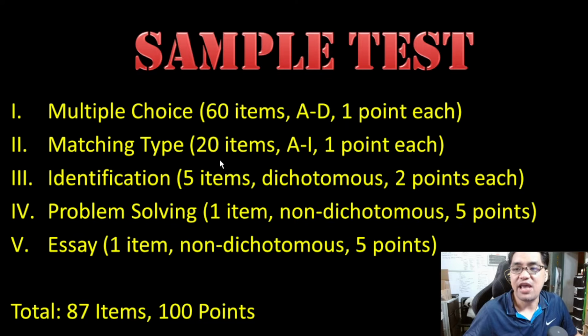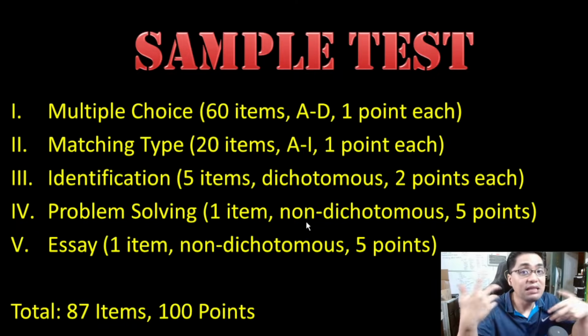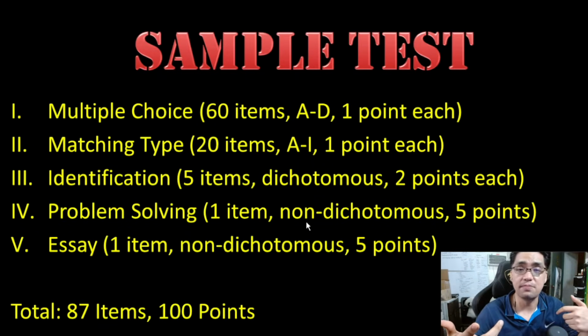You have matching type. You have 20 items, and these 20 items have A to I as their choices. So A to I, that's 9 choices, and all of these questions are 1 point each. For identification, you have 5 items identification, dichotomous in nature, and these items are 2 points each. Then you have problem solving, 1 item, non-dichotomous in nature, meaning there are varying degrees or levels of correctness in that particular problem solving question, and it's 5 points worth. Then you have 1 essay question, 1 item, non-dichotomous, 5 points for this particular question.